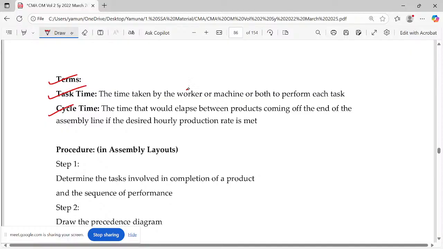Task time is the time taken by the worker or by the machine or both. One job is taking 30 seconds. One job is taking 1 minute and 50 seconds. This is how it is measured. That's the task time. Cycle time is the time that will elapse between products coming off the end of the assembly line if the desired hourly production is met. So cycle time is the complete time. If 3 jobs go through one workstation, when those 3 jobs are completed, a time comes out, a cumulative value.